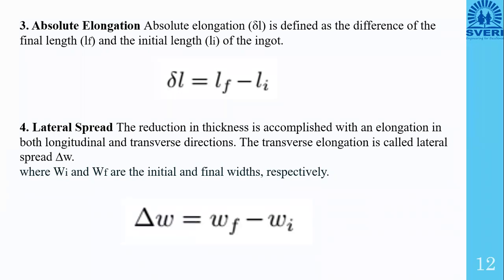where WI and WF are the initial and final widths respectively. Obviously the final width is more than the initial width. So delta W is equal to WF minus WI. These are the initial formulas of rolling.